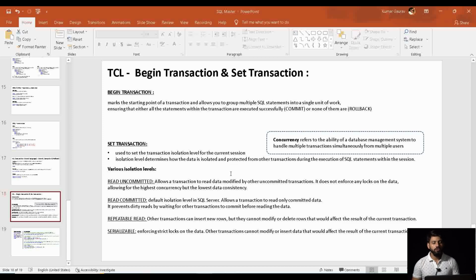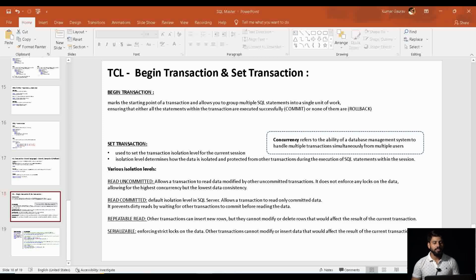This video is going to be more on the theoretical side, because to have a practical demonstration of begin transaction and set transaction, we need a proper infrastructure. That means we should have multiple users interacting with the SQL server, and right now we don't have those things. So just to get knowledge of what begin transaction and set transaction are and how we can use them in a practical scenario, we will be watching this one.